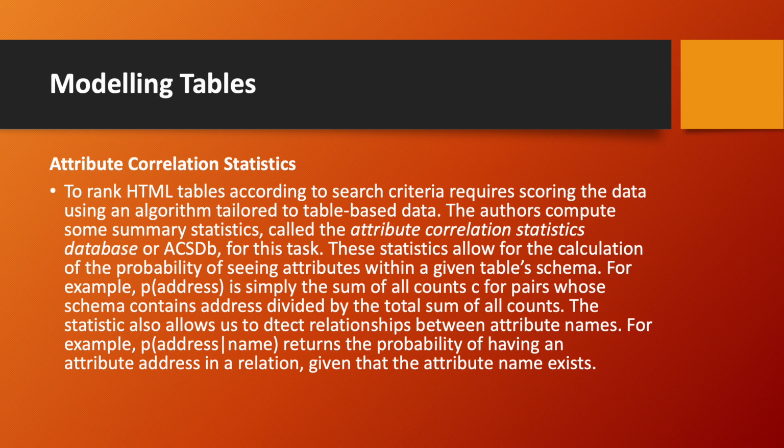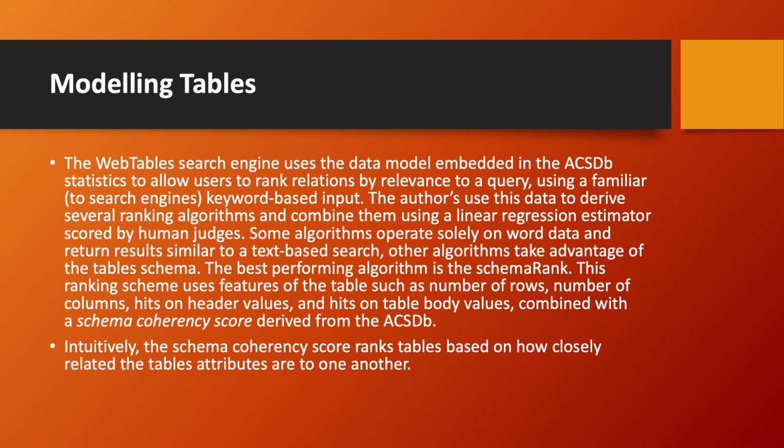The statistic also allows us to detect relationships between attribute names. For example, P(address | name) returns the probability of having an attribute address in a relation given that the attribute name exists. Continuing, the WebTables search engine uses the data model embedded in the ACSDB statistic to allow users to rank relations by relevance to a query using a familiar keyword-based input.